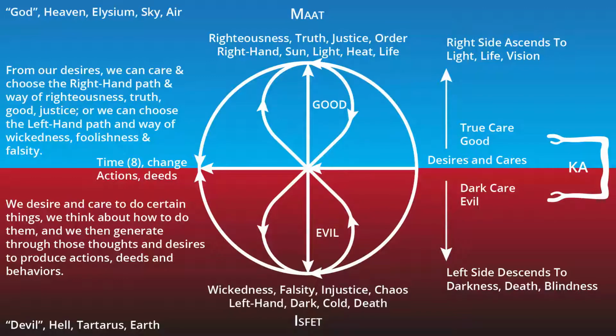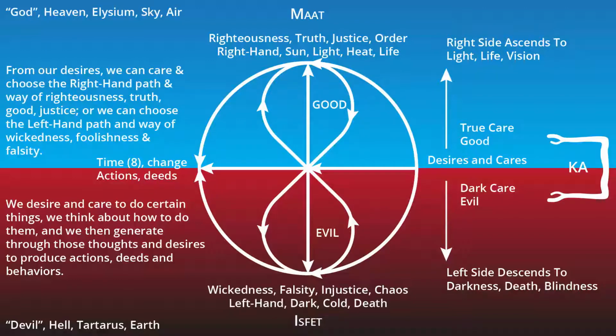Even though there's the two main symbolism of the air and earth as polar opposites playing off each other, respective of good and evil, you still have, as I've mentioned before, the two axes always in play. You can have the quaternity where all four are together, or you can have the two as two separate lines, two separate things going on. One is the vertical axis of good and evil, of Ma'at and Isfet. The other one is the horizontal axis of our desires and cares leading towards change in time through our actions and deeds.